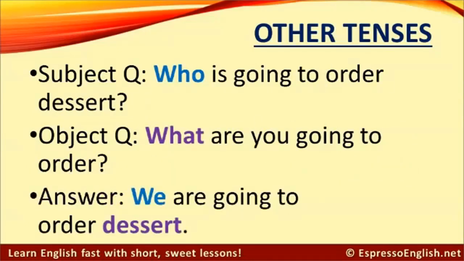And finally, we can also form the future with going to. For example, we are going to order dessert. The subject is we. To form the subject question, ask, who is going to order dessert? The object of the sentence is dessert. So to form the object question, ask, what are you going to order?